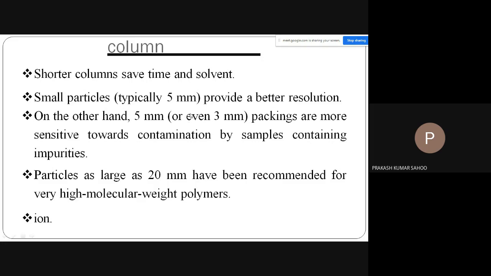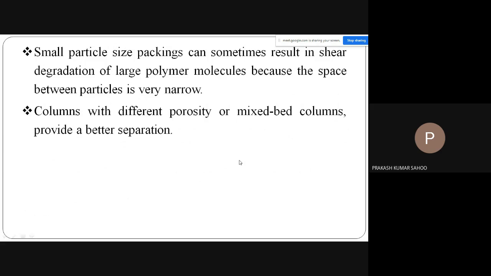Small particles with around 5 micron dimension provide a better resolution. On the other hand, 5 micron or even 3 micron packings are more sensitive towards contamination by samples containing impurities. So these things also have higher priority, that very small packing is also not good, because it will be contaminated by the impurities present in the sample. Particles as large as 20 micron have been recommended for high molecular weight polymers. Small particle size packing can sometimes result in shear degradation, that is pressure degradation, of large polymer molecules, because the space between particles is very narrow.